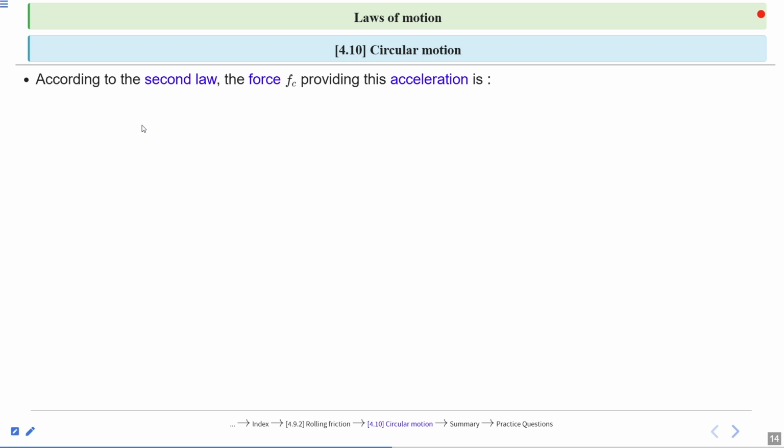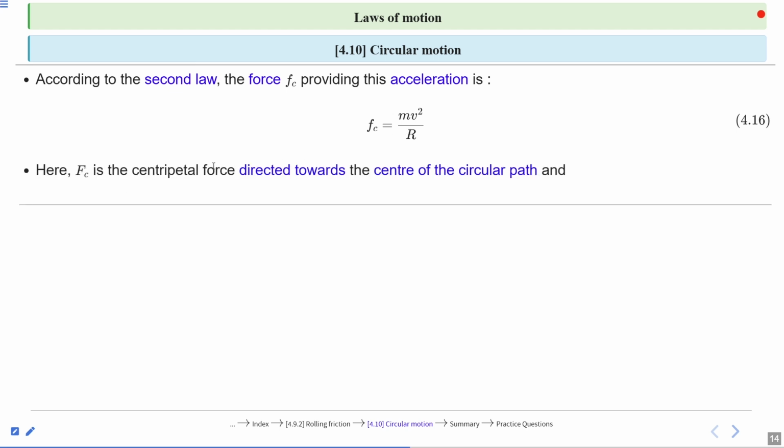According to Newton's second law, which is F equals ma, the force Fc provides this acceleration. So the force Fc is equal to mv squared by r. Here, Fc is what? Fc is the centripetal force directed towards the center of the circular path.